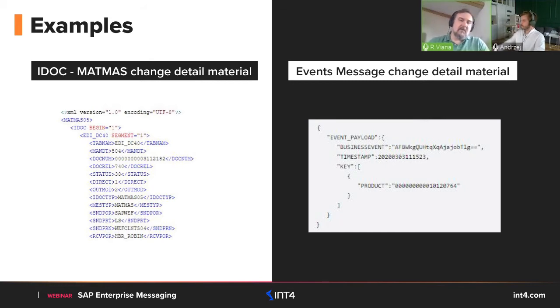And if you see on your right side, we have the event when I change something in the material. So I have just a payload in JSON format, with a business event code, timestamp, and the key or keys that have been changed. In this case, the number of the material as an example. So there is a huge difference in this integration or the way to think about it.